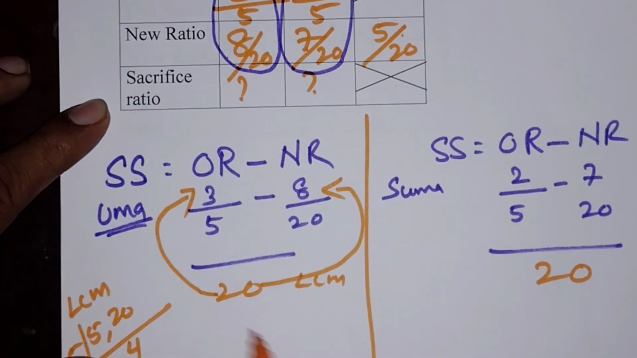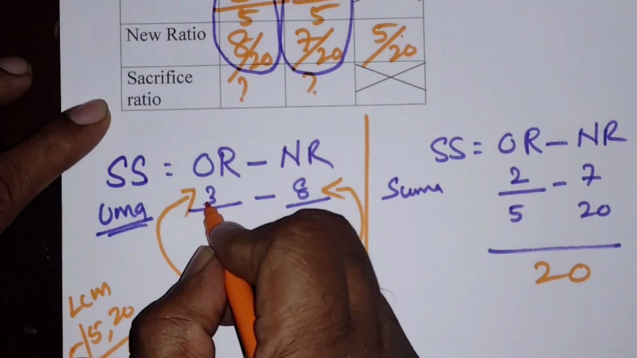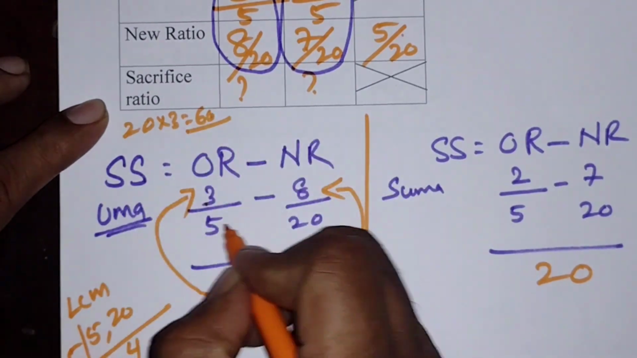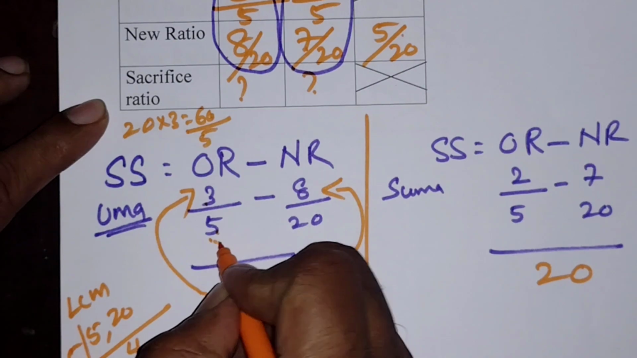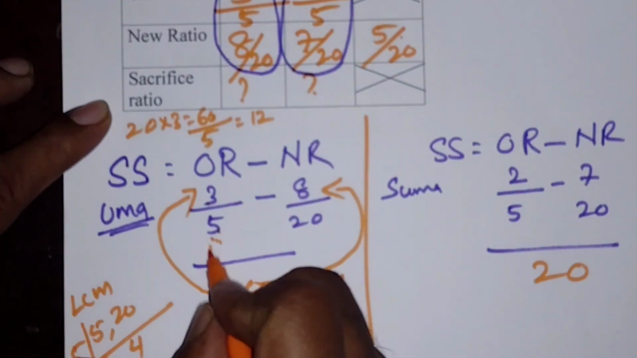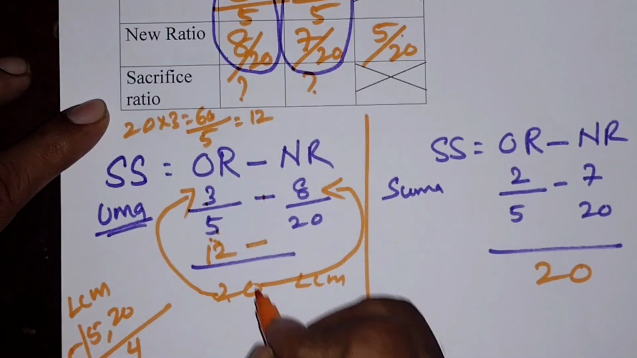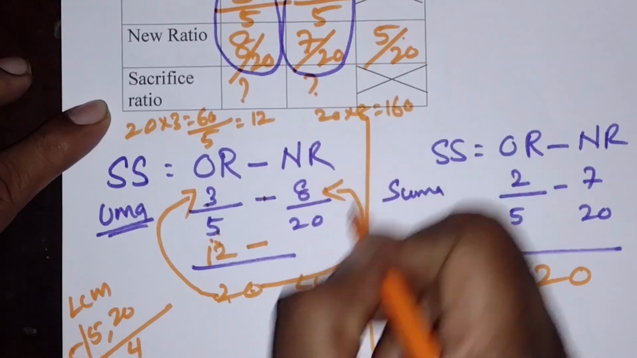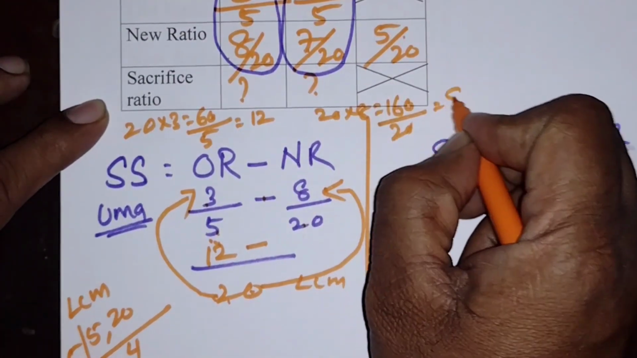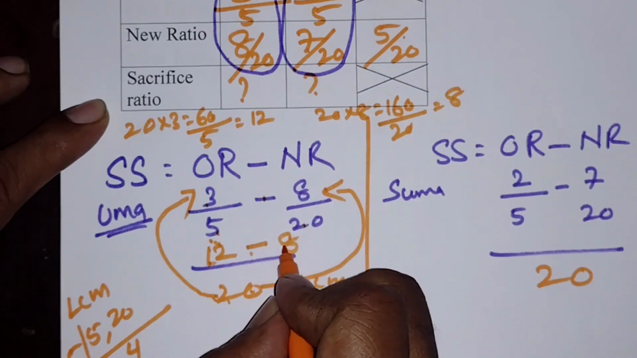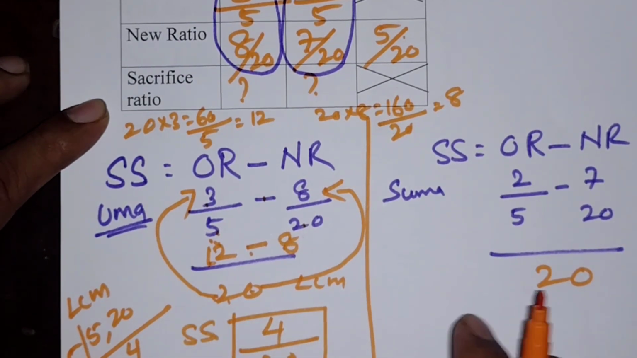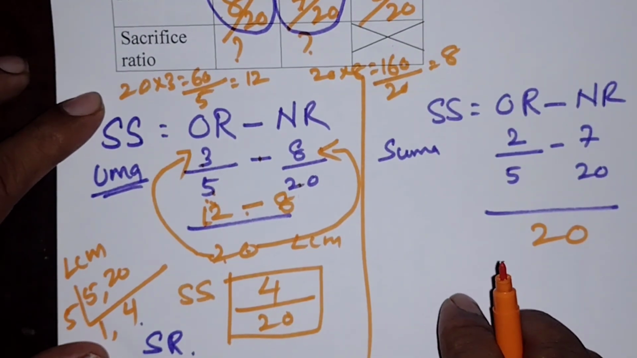That is the concept. First let us see the first one. 20 into 3 is 60. This 60 divided by the denominator 5, you get 12. The symbol is minus: 20 into 8 is 160, divided by 20, I get 8. So 12 minus 8, I get 4. 4 divided by 20. This is the share sacrifice.